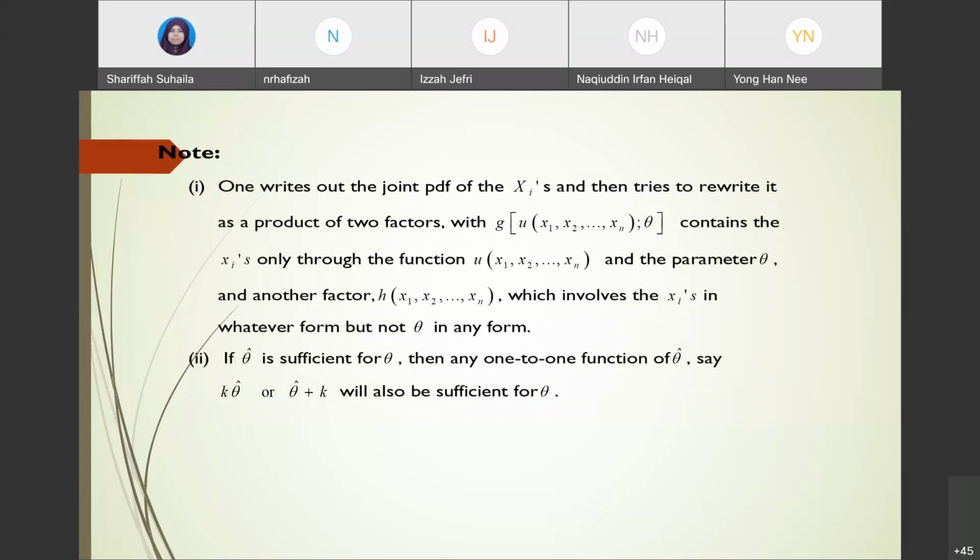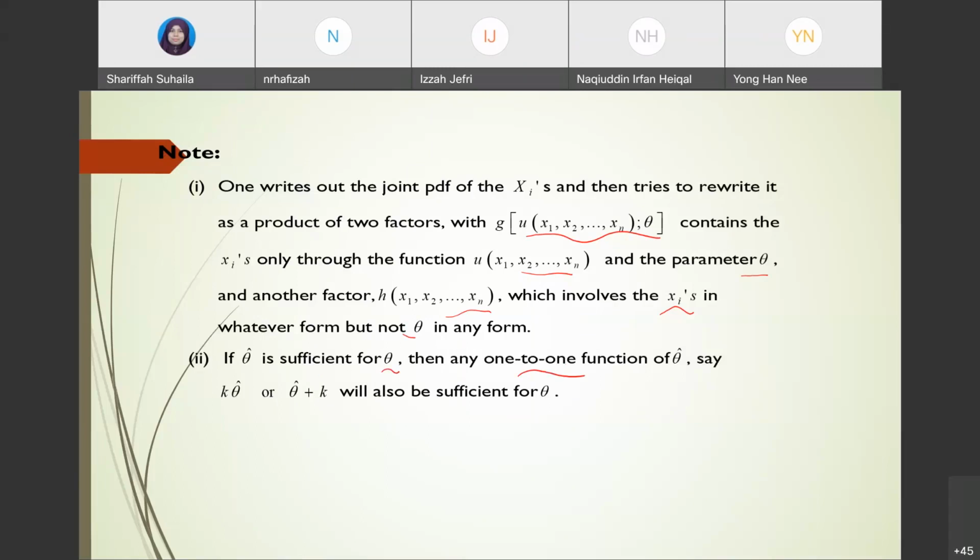Okay. So ini just dia punya notes ni. So one writes out the joint PDF of the Xi and then try to rewrite it as a product of two factors. Okay. One depends on theta, the other one does not depend on theta. So kalau function g ni, okay, contains the Xi only through the function, okay, and the parameter theta. And another factor h ni which involves only x saja, tapi tak ada theta. Okay, satu function dia ada x, dia ada theta. Okay, satu lagi fungsi h tak ada langsung theta, dia ada x sahaja. Okay, so that one. Okay, the other one, theta hat is sufficient for theta.